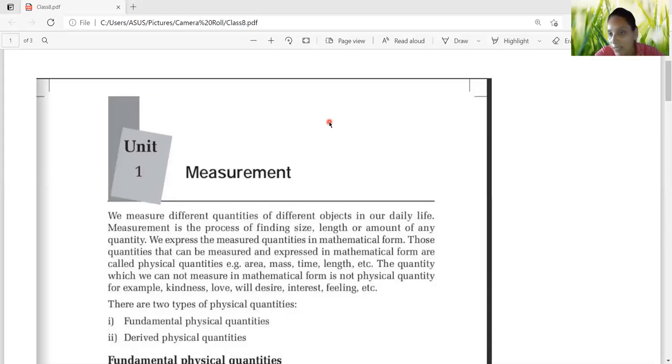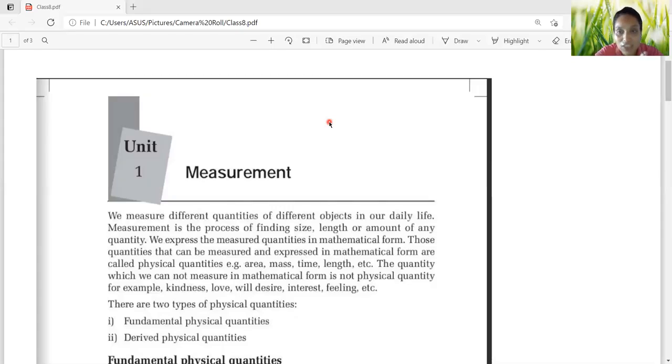Example: I can find the area, right? I can express the area in a mathematical term, length into breadth. But can I measure my anger? No. Can I measure my politeness? No. So these all are non-physical quantities.